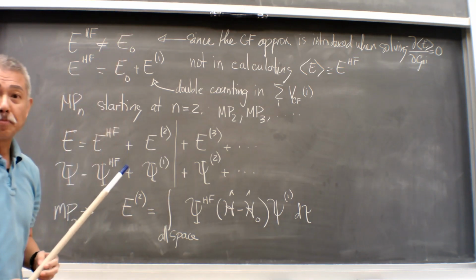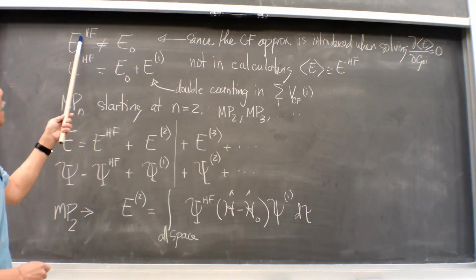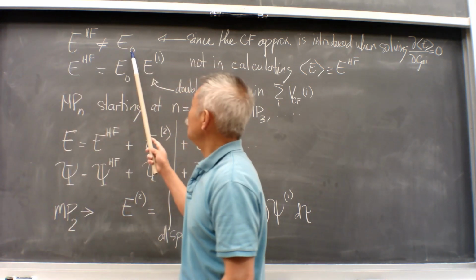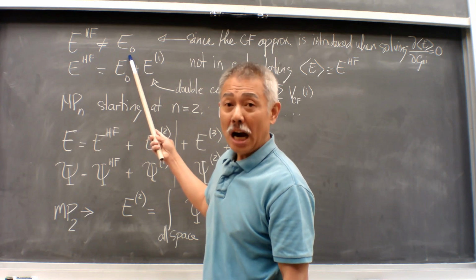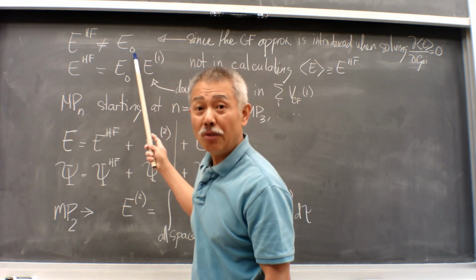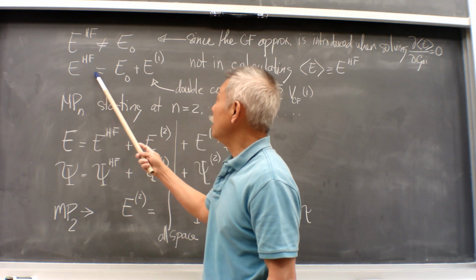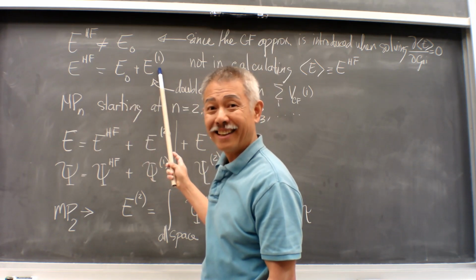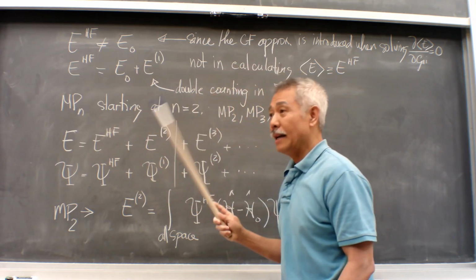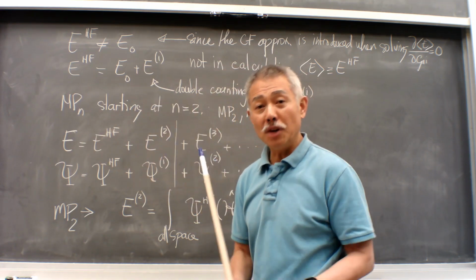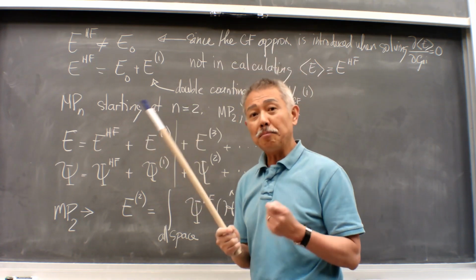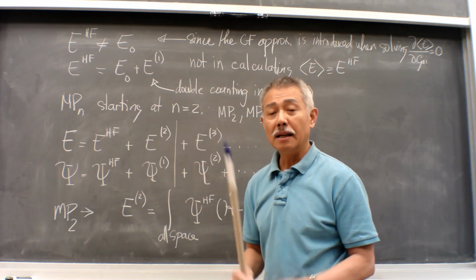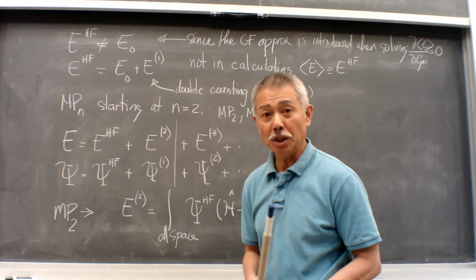Now, what is interesting is that the Hartree-Fock energy is not E0, the sum of orbital energies, but actually E0 plus a first-order correction. Here is why. You have to go back to the first lectures, where we applied the variational principle to solve for the MO coefficients.